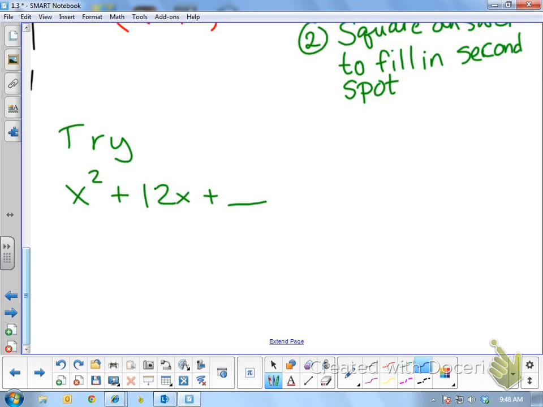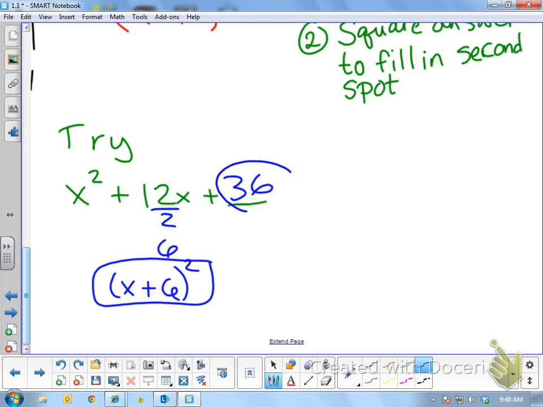Okay. So, what is our answer for this one? So, 36. Okay, this part's 36. What about our perfect square binomial? 12. Guys, we're moving on. So you need to quiet down. Divide 12 by 2. And then you get 6, and then you get x plus 6 squared. We need both as our answer. We need the perfect square binomial and that number.